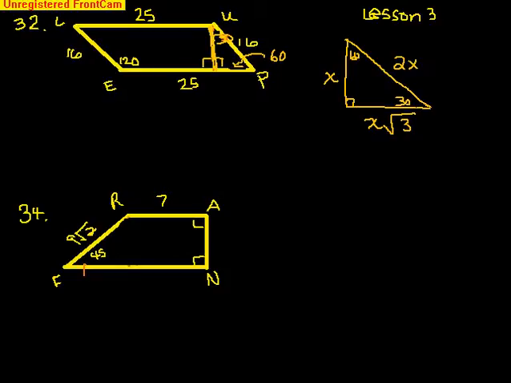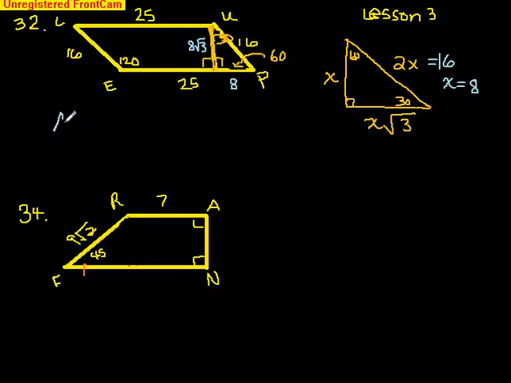So I can say 2x equals 16. So we know that x equals 8, and x is the one opposite the 30. So this one is going to be 8 right here. And then we still need to figure out this one, and that one is opposite the 60-degree angle. The side opposite 60 is x times the square root of 3. So it's going to be 8 times the square root of 3 is the height.